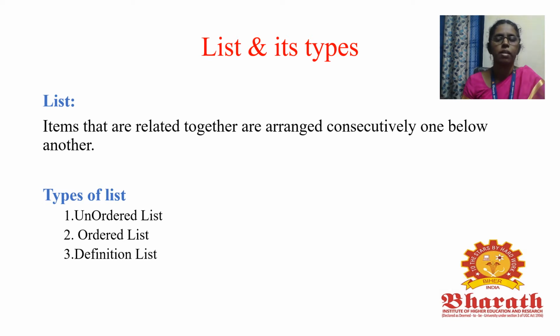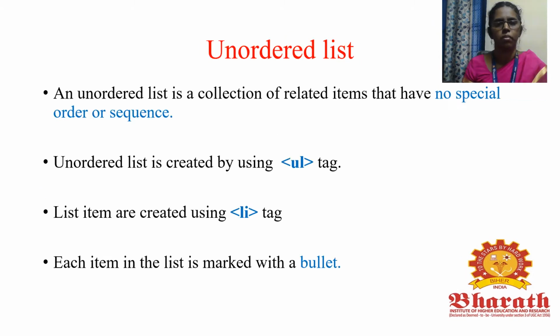So based on this, we have three types of list in HTML. The first one is unordered list, the second one is ordered list, and the third is definition list. Let us discuss these types of list one by one. The first type of list is the unordered list. An unordered list is a collection of related items that have no special order or sequence. This unordered list can be created by using the UL tag.